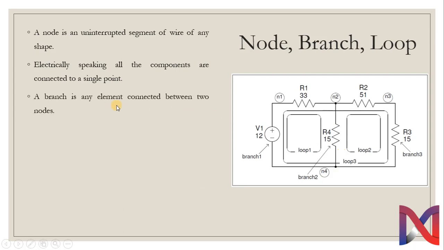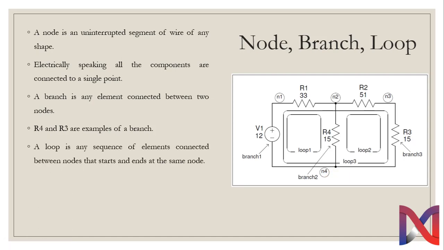Now, a branch is any element connected between 2 nodes. Here R4 and R3 are examples of branches. Here R4 is connected between two nodes, node 2 and node 4. So this is a branch. Similarly, R3 is also connected between two nodes, that is node 3 and node 4. So this is also a branch. Whereas the first branch is voltage source, which is connected in between node 1 and node 4.